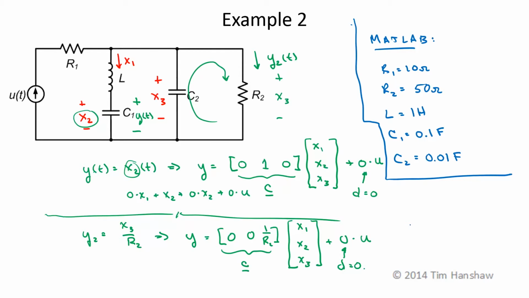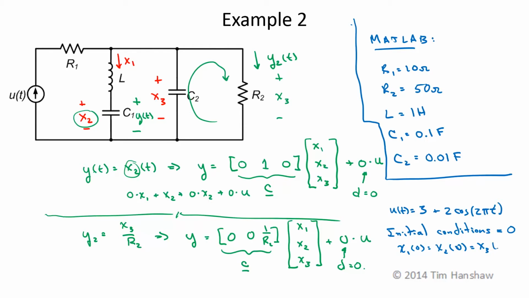We also need a forcing function when we do our simulations. So I'm going to say u of t is equal to 3 plus 2 cosine of 2 pi t. And for initial conditions, I'm going to claim that those are all 0. So x1 of 0 is equal to x2 of 0 is equal to x3 of 0 is equal to 0. The circuit's initially relaxed. Now let's go to MATLAB and do our simulations.